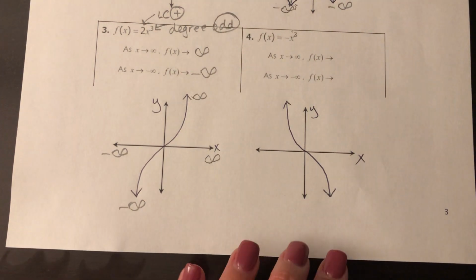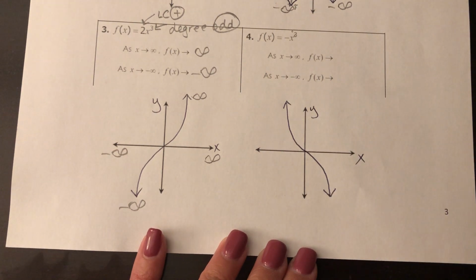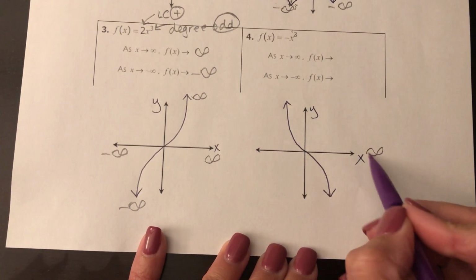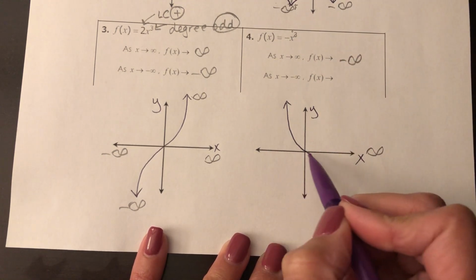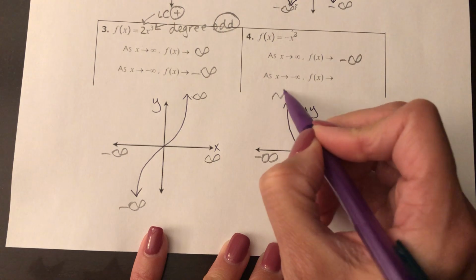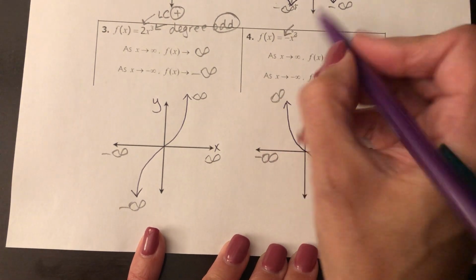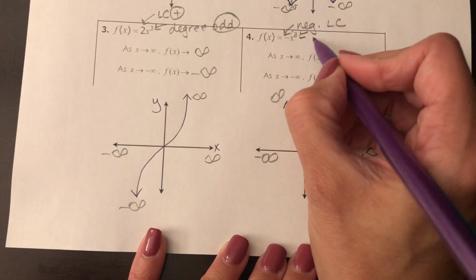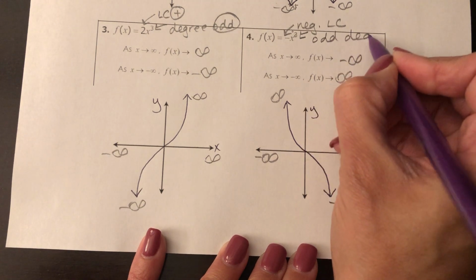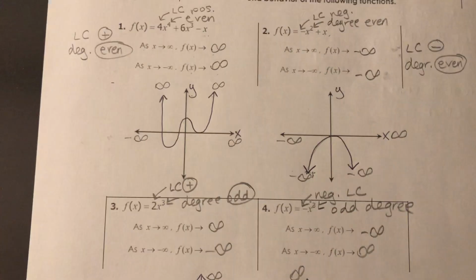All right. And then lastly, number 4, graph it there. As x approaches positive infinity, f of x approaches negative infinity. As x approaches negative infinity, f of x approaches positive infinity. And this is with a negative leading coefficient and an odd degree. Okay, so let's take all these observations, put them together, and we're going to put this information in a chart.